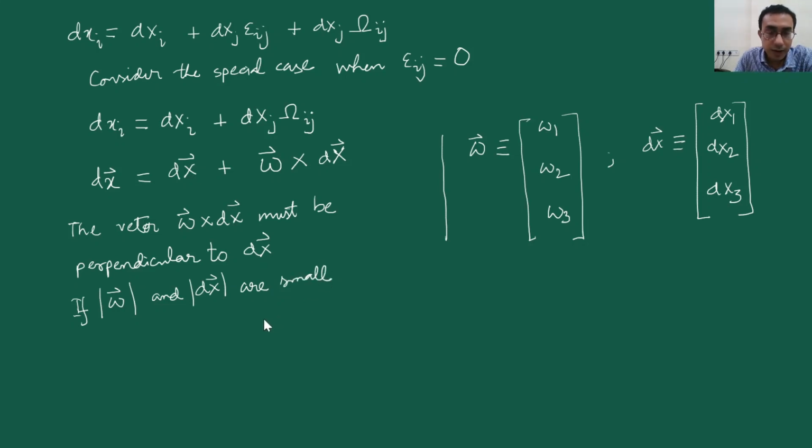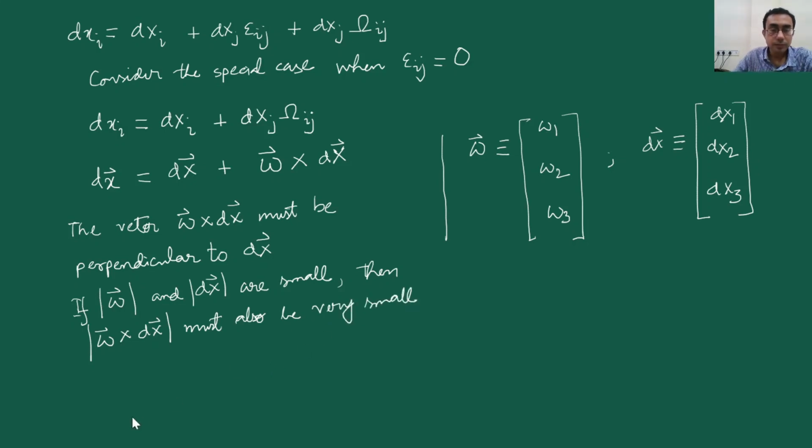This is a very important line. It's a very short statement, but it's a very powerful line that we're going to write. So if both the magnitudes of this vector and this vector are small, then we can understand that the magnitude of this quantity, this vector, must also be small. Now, if this is true, then can we not conclude that dx vector is almost equal to the d capital X vector?